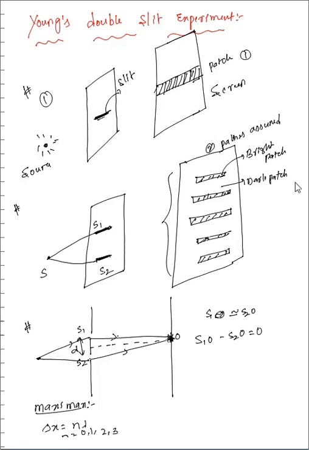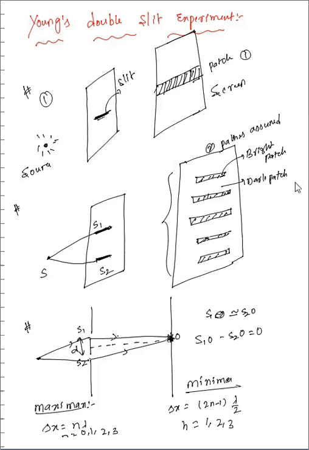And minima we learned in interference, in the last class. In minima, what do we get? Delta x equals (2n minus 1) into lambda by 2, where the n value starts from 1, 2, 3, we told here. These values we need to remember to solve YDSE.